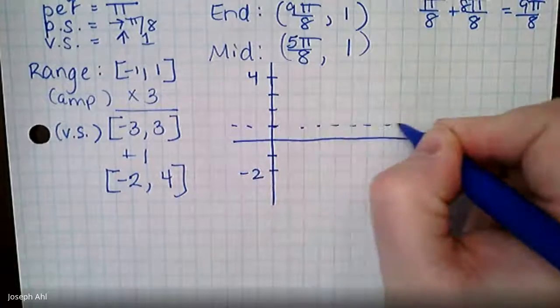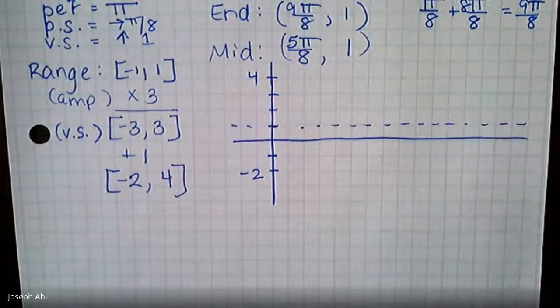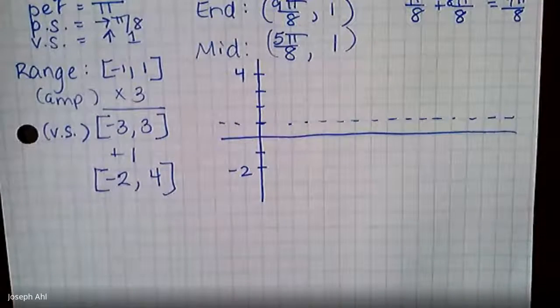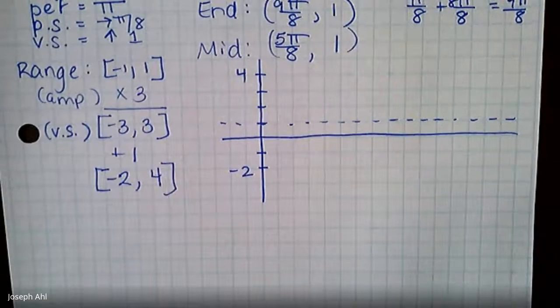The line y = 1 is the wrap line, according to the vertical shift. That's where the start, end, and middle points are going to be. So it's kind of nice to include that as a dotted line, although I guess not completely necessary.